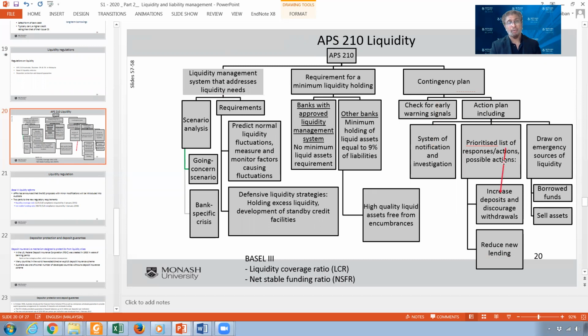In this case, they will not ask you for any percentage of liquidity ratio. So a liquidity ratio is not required here as long as you show them that you have a concrete system in place. If you don't have that, for small banks, they will ask you to keep 9%. So this is the essence of APS 210, and I am not going to ask you questions about the APS 210 regulation at this stage.